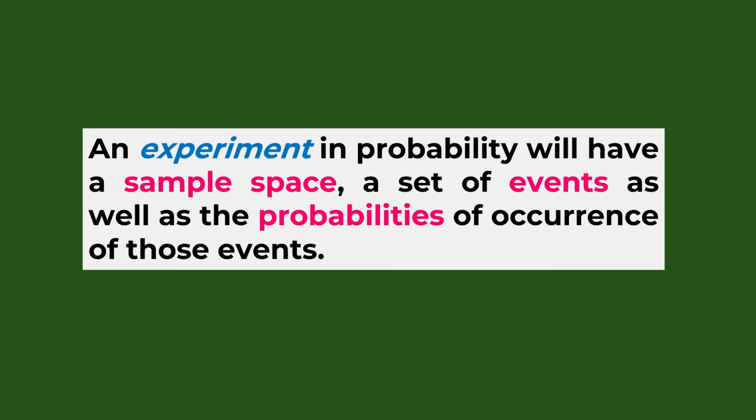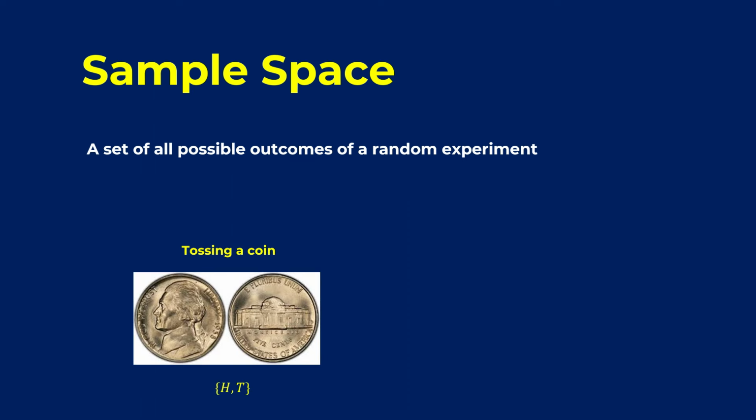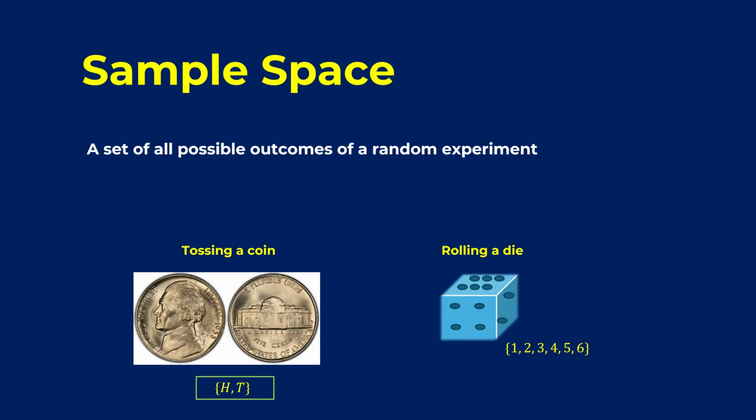An experiment in probability will have a sample space, a set of events, as well as the probabilities of occurrence of those events. So let's see what these terms are. A sample space is a set of all possible outcomes of a random experiment, and each outcome is called a sample point. In the example of a coin toss, the sample space is a set consisting of heads and tails. And in the example of rolling a die, the sample space is a set consisting of numbers from 1 to 6.